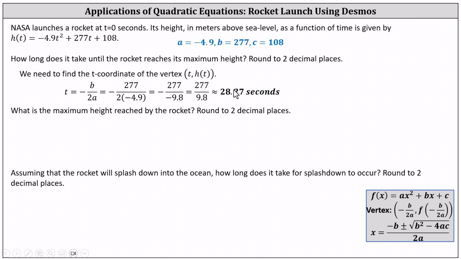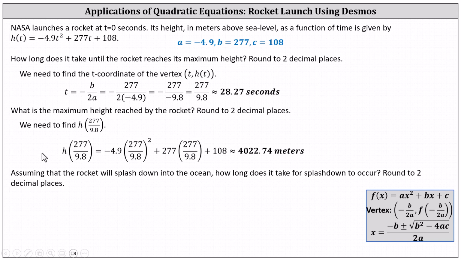So the maximum height is given by h of 277 divided by 9.8, which indicates we substitute this quotient for t into the original function, which gives us h of 277 divided by 9.8 equals negative 4.9 times the square of 277 divided by 9.8 plus 277 times 277 divided by 9.8 plus 108. This comes out to approximately 4,022.74 meters, which is the maximum height.